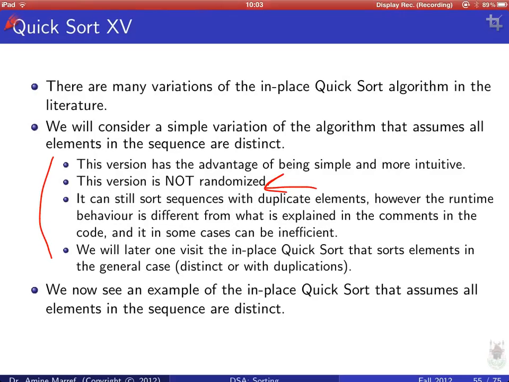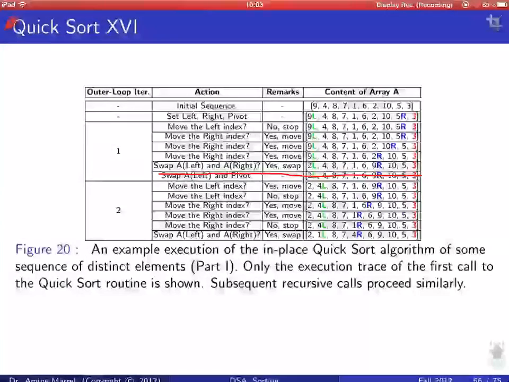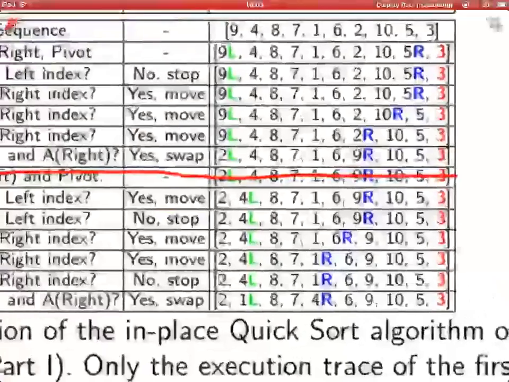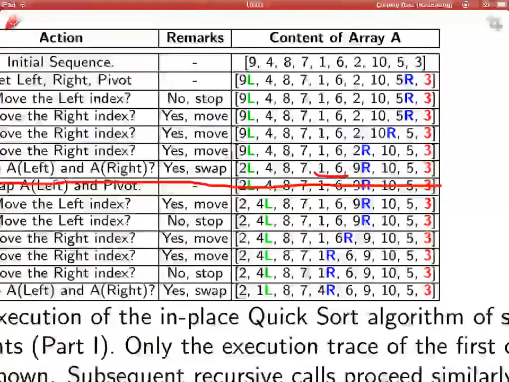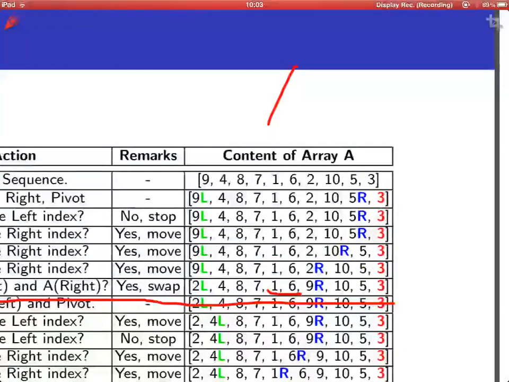We are not going to compare to the pivot and, if it is less, copy it here, and if it is more, copy it there, because this copying is causing us extra space. The in-place algorithm is different from the other algorithm, which is not in place, only in the partitioning part. We are not going to copy elements over to a new array. We are going to just swap them inside the array.